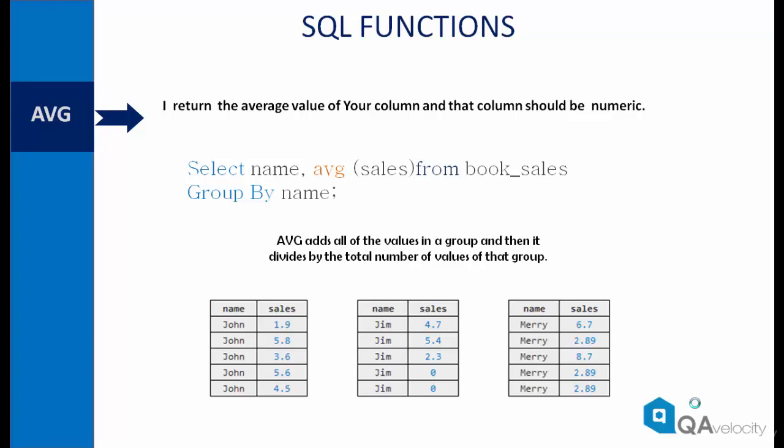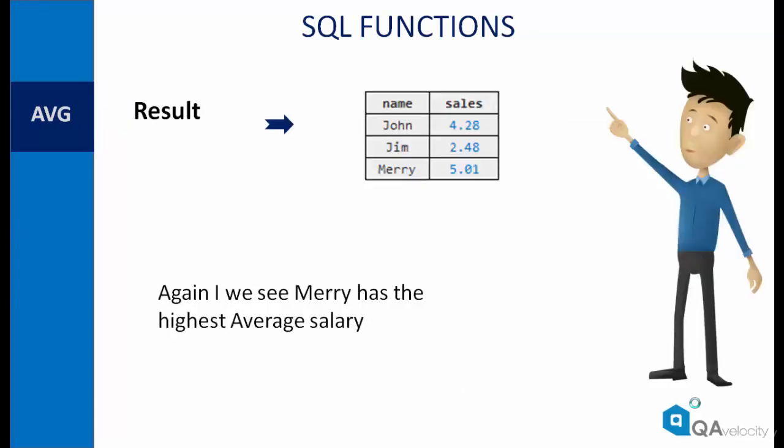Let's say if we talk about John's group, then it will sum all the values of John's sales and divide by 5, because there are 5 values in John's sales result. So the final result would be 4.28 for John, 2.48 for Jim and 5.01 for Mary. But again, if you see, the average sale of Mary is high.